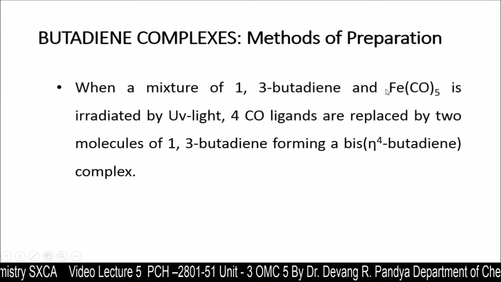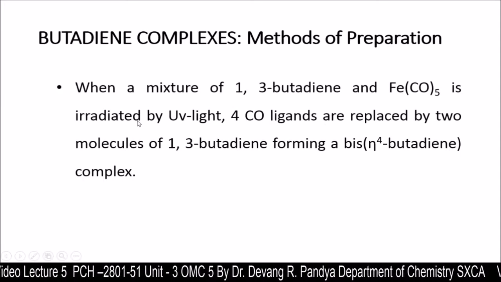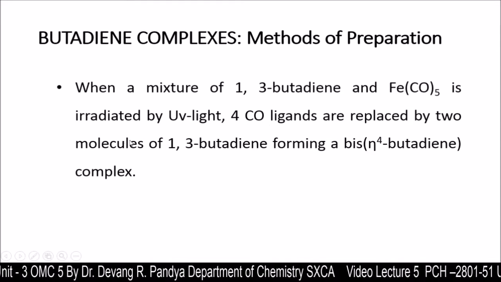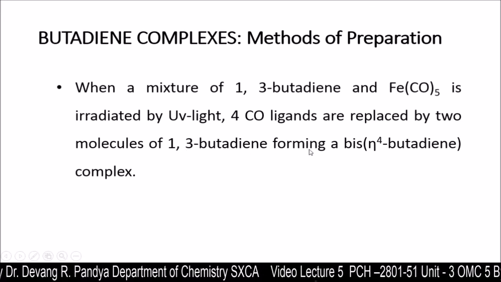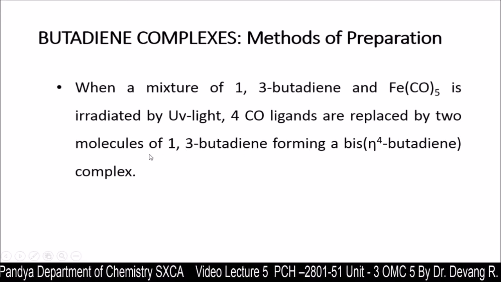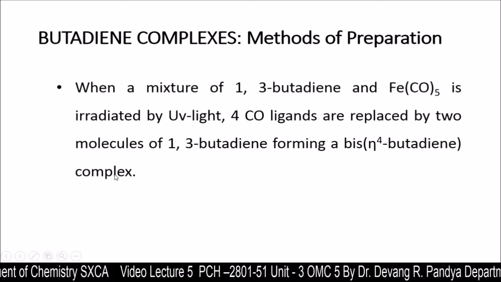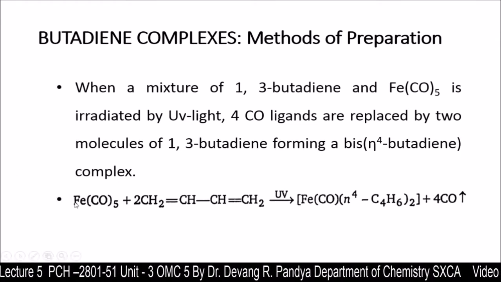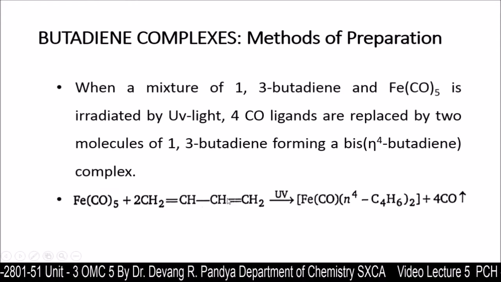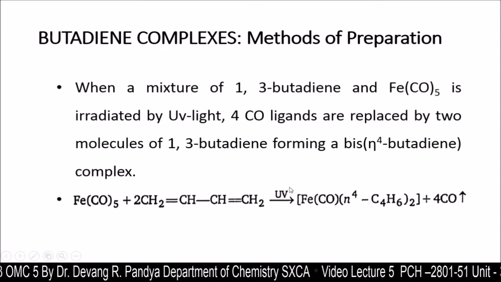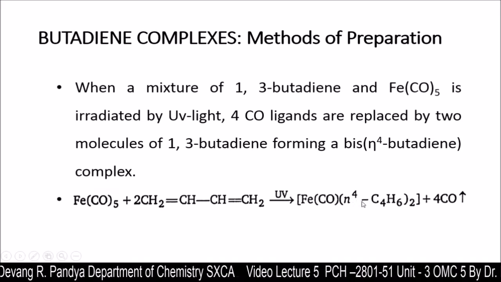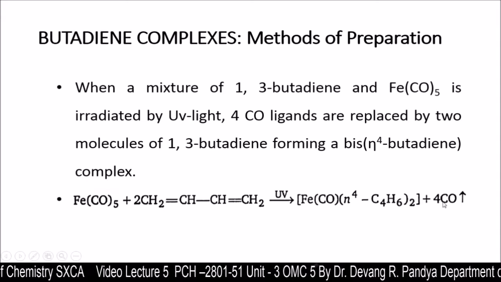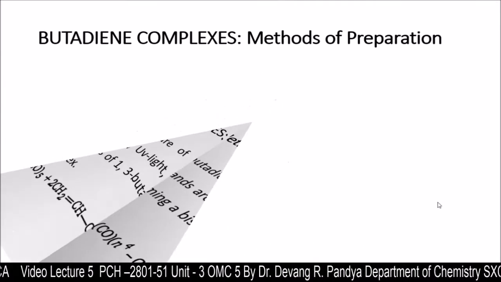When a mixture of 1,3-butadiene and Fe(CO)5 is irradiated by UV light, 4 CO ligands are replaced by two molecules of 1,3-butadiene, forming a bis eta 4 butadiene complex. Here is the reaction. We can see Fe(CO)5 plus 2 moles of 1,3-butadiene irradiated by UV light, we get these two eta 4 ligands associated with Fe, replacing carbon monoxide molecules in this reaction.